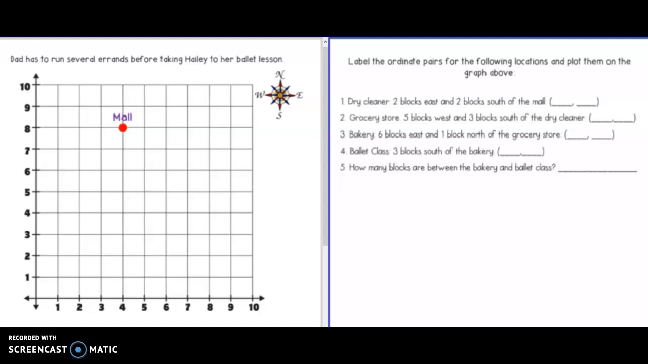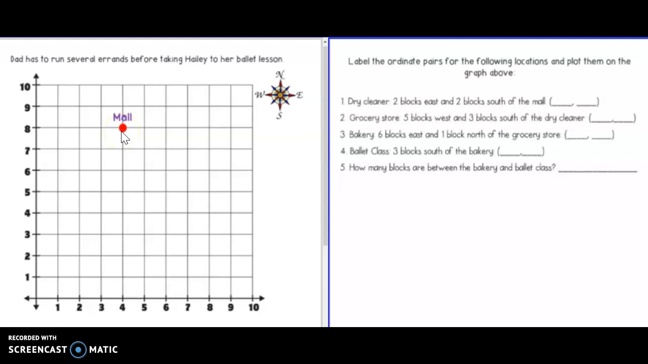On the left-hand side of the screen, I have my coordinate grid that goes from 0 to 10 on the X and the Y-axis. The new element that I have here, up in this right corner, is this compass rose that shows us where north, south, east, and west is, because we're turning this into a map. And we also have a point that's already plotted, and this is representing the mall.